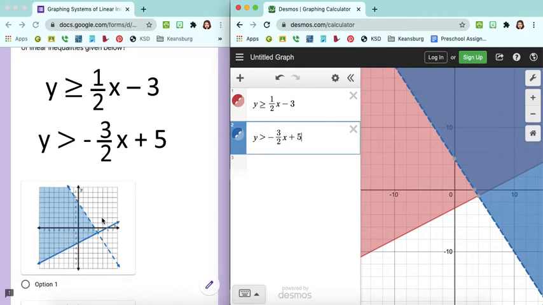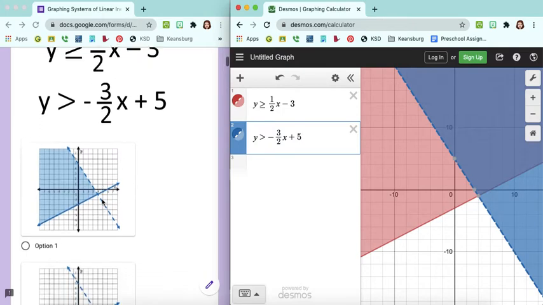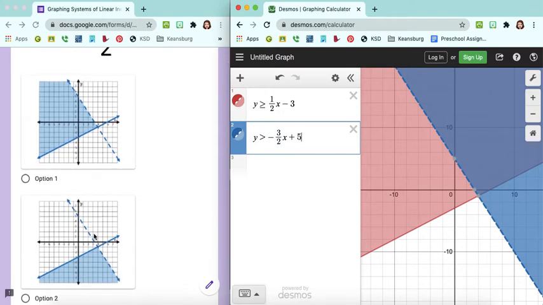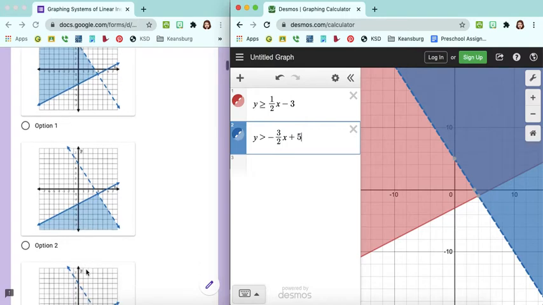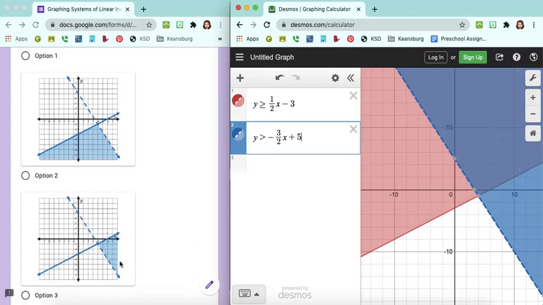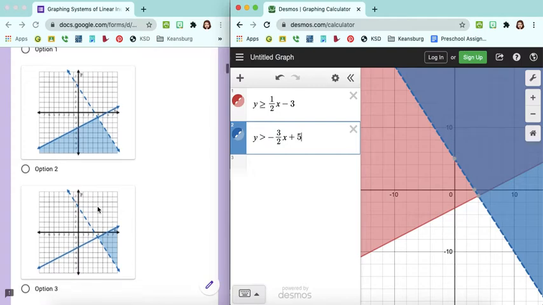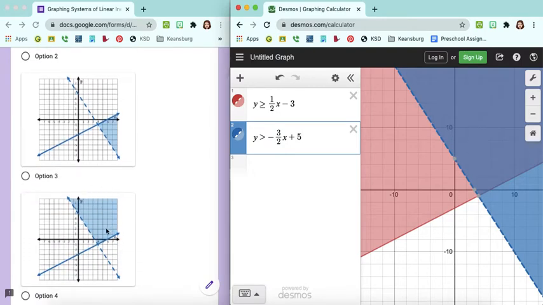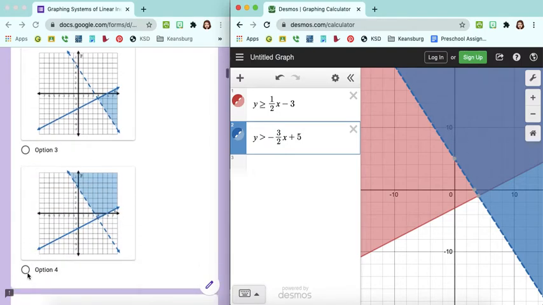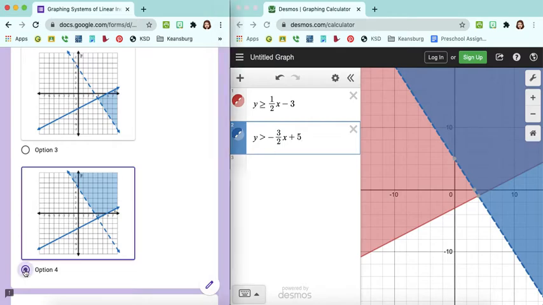So I can see, even though my lines are matching, I've got my dotted line in the same place and my solid line in the same place, the shading isn't in the right place. I need the shading to be up here because that's where the purple is. So I'm going to keep looking. All right, lines in the same place, shading not in a great place. Shading still not where I wanted it. I wanted it here. All right, shading is where I wanted it. There we go. So I'm going to click option 4.